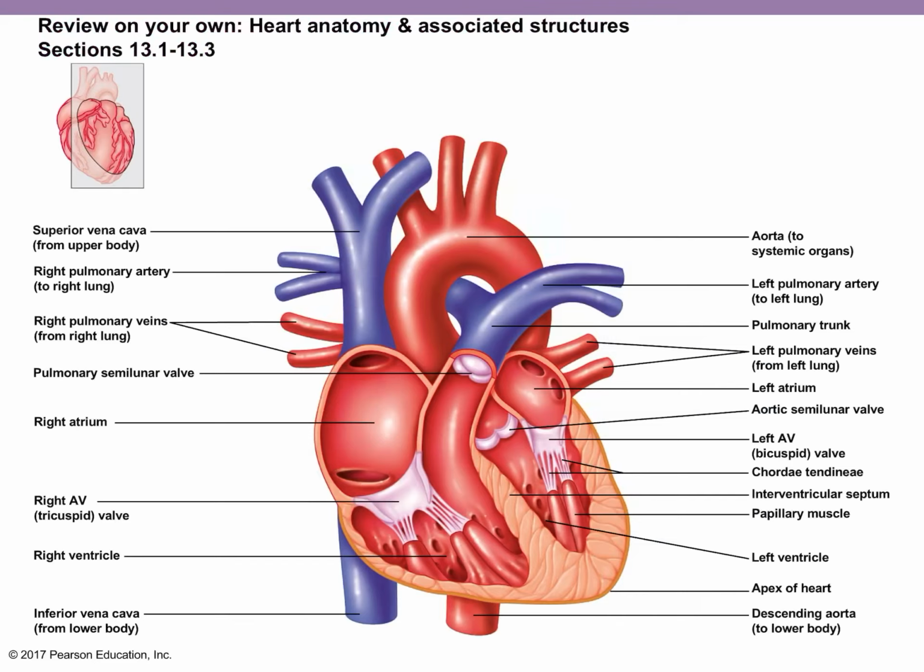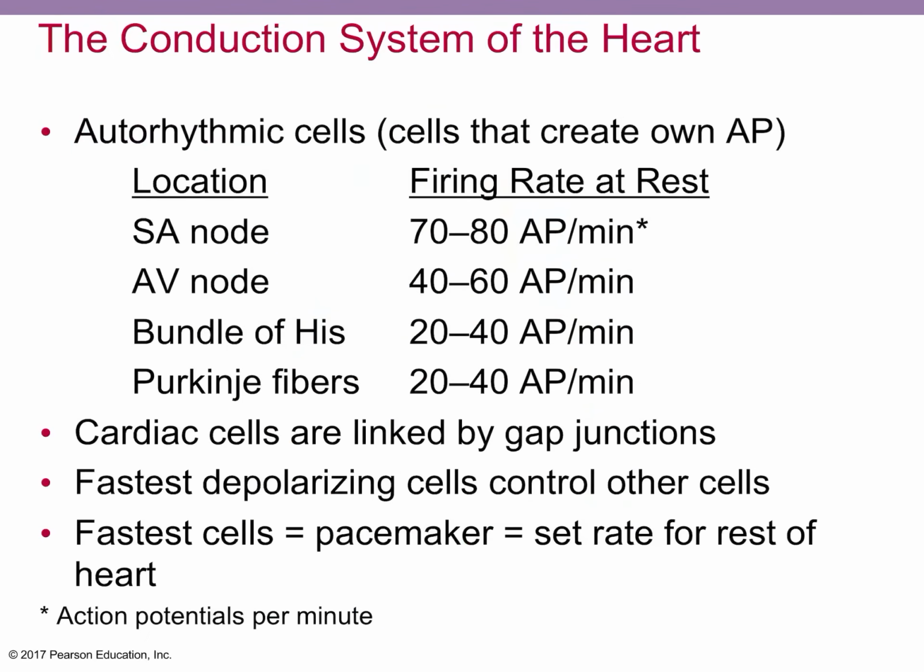So this is just a review image of things that you want to keep in mind, review the structures of the heart. Okay, so the conduction system of the heart is created by these cells called autorhythmic cells. The autorhythmic cells create their own rhythm, and this is going to be nodal tissue. So you know this as the SA node and the AV node. And it's also going to be something called conduction fibers that conduct the action potential throughout the heart. And that's going to be your bundle of His and your Purkinje fibers.